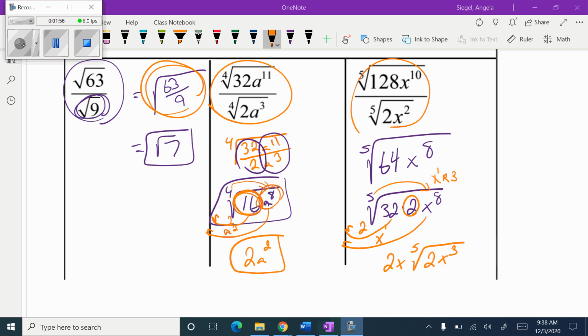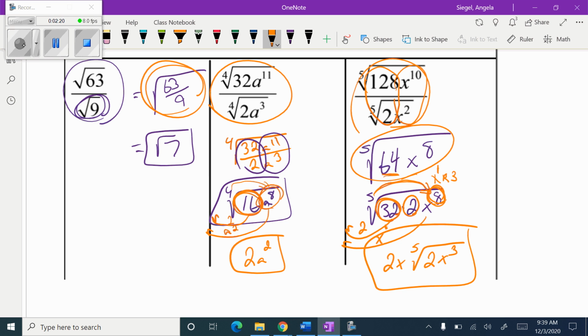Okay, so the first thing I did is I simplified 128 divided by 2, and then x to the 10th over x squared, and that's where that step comes in. So now I'm just simplifying it. I split up that 64 because I can take the 5th root of 32, that comes out as a 2, and 5 goes into 8 one time, so I'm going to have an x to the first come out, and I have 3 x's left over on the inside. So that's my final answer there.